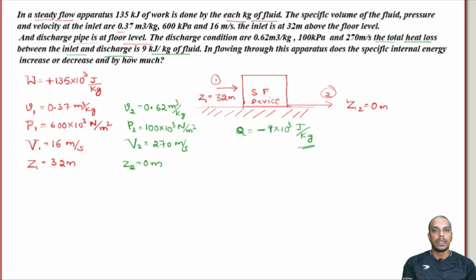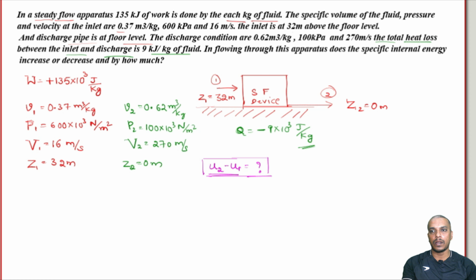In flowing through this apparatus, does the specific internal energy increase or decrease, and by how much? So, he is asking you for U2 minus U1. This is what we call specific internal energy. We will see whether it has increased or decreased based on whether we get a negative or positive answer.